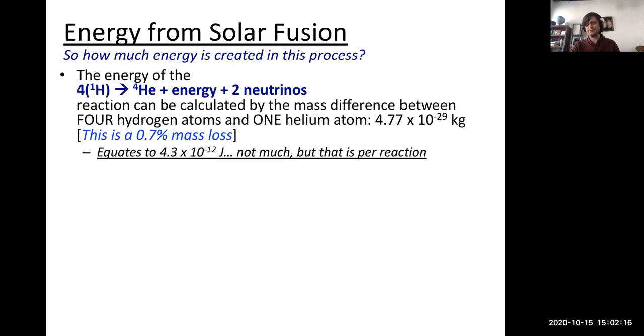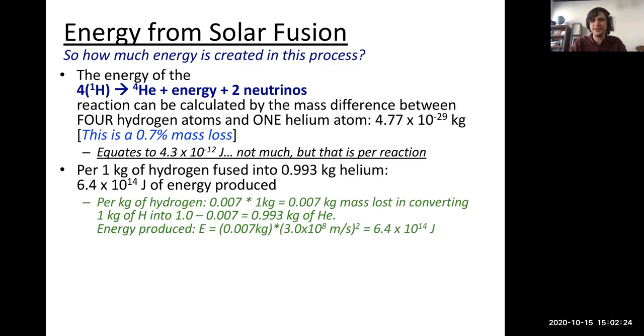That's not very much, right? Times 10 to the negative 12th, that's a tiny amount of energy. But there's a lot of hydrogen in the sun, so this is going to ramp up pretty quickly. So let's consider per 1 kilogram fused into, we have a 0.7% mass loss. So 1 kilogram of hydrogen will fuse into 0.993 kilograms of helium. How much energy is produced in that? So we have a mass loss of 0.007 kilograms. You will produce 6.4 times 10 to the 14th joules of energy.